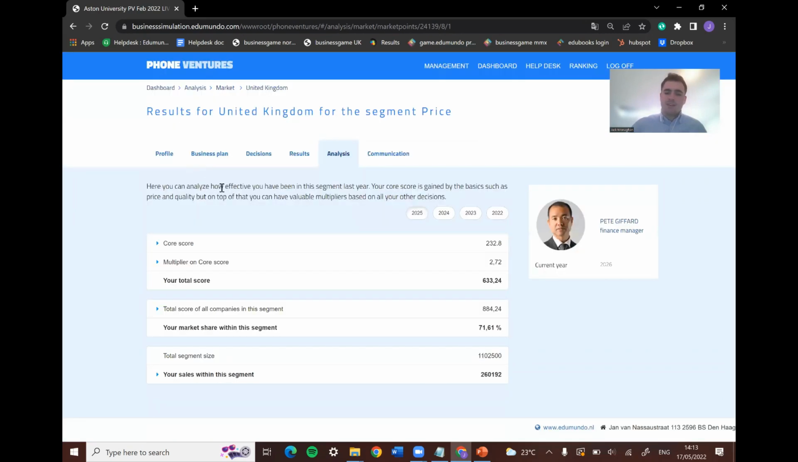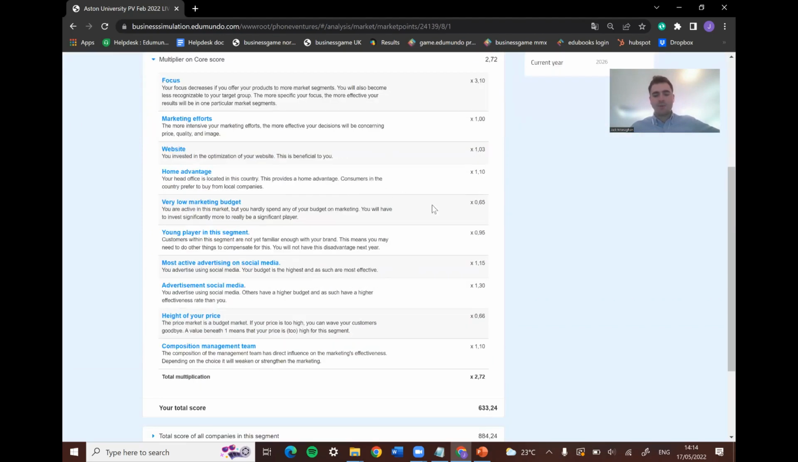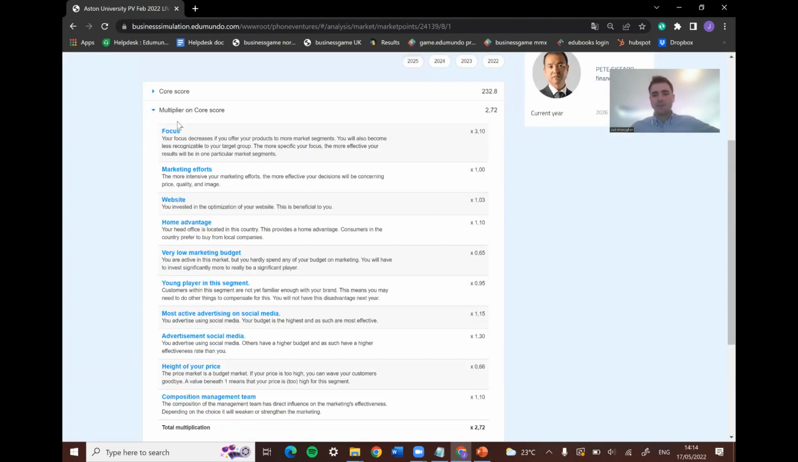If we want to take a look at the other decisions that we've made within the simulation, we're going to take a look at the multiplier on core score. Using a similar sort of method as the core score, we're sticking with the multiplier-esque theme. As you can see, along this right-hand side are all of the different multipliers, and on the left-hand side, you can see all of the different decisions that you have taken.